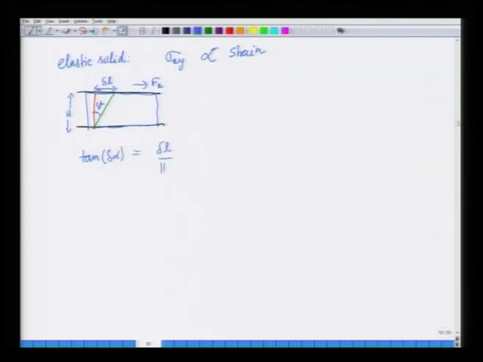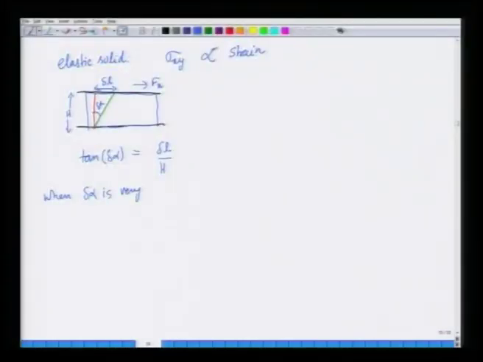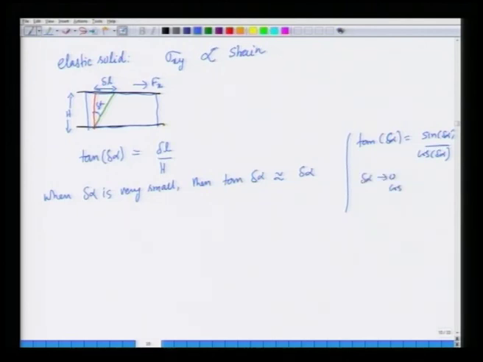is delta L by h. But for small forces you will expect that the deflection delta alpha and the displacement delta L are very small. Then tan delta alpha is roughly equal to delta alpha. Remember that tan delta alpha is sin delta alpha by cos delta alpha, and as delta alpha tends to 0, cos delta alpha tends to 1 and sin delta alpha goes as delta alpha. Therefore, tan delta alpha will go as delta alpha. So, this equation means that delta alpha is approximately delta L by H. So, sigma xy is proportional to delta L by H.